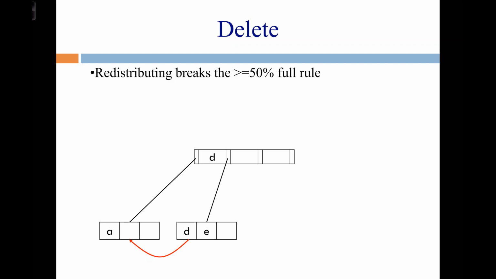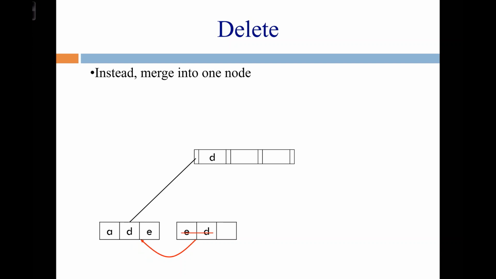But what we can notice here is we have only 3 items that need to be distributed. 3 items can fit in one node. So instead of a redistribution, we do a merge. And we just put all of the items into one node. So A, D, and E go into one node, and this entire node goes away. So it's not borrowing, it's merging and deleting a node.